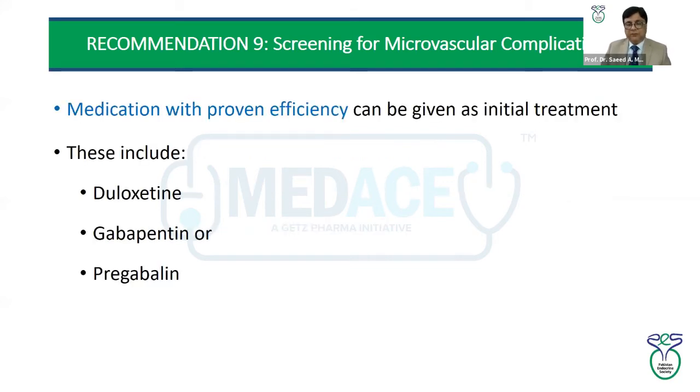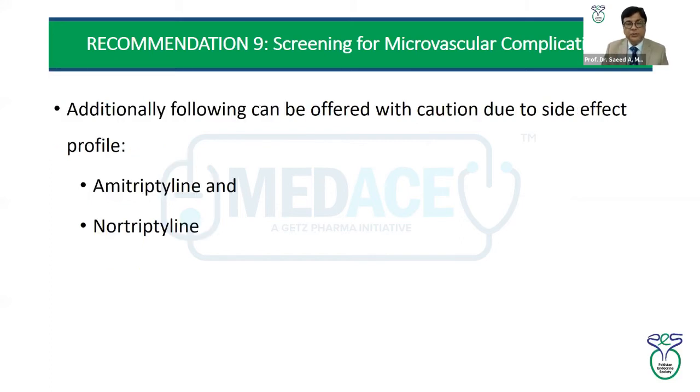What we use for these patients is usually duloxetine, gabapentin, or pregabalin. There are certain other drugs we use with caution because they have their own side effects, like amitriptyline or nortriptyline, which are also used if the patients are not controlled on the previous drugs.